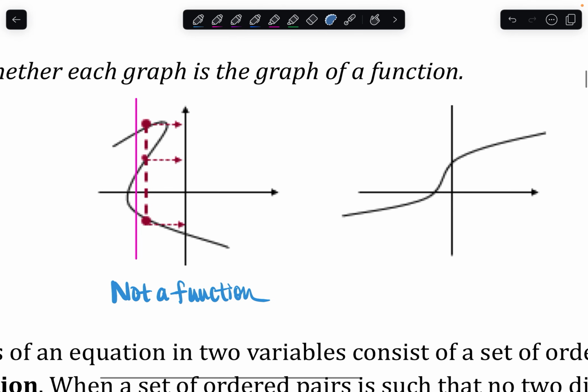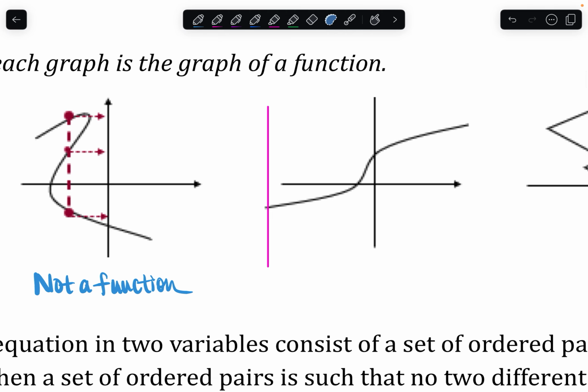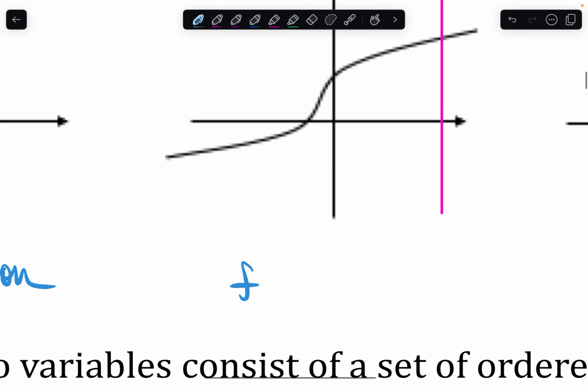All right, second one, I'm going to drag my vertical line over. All right, if I start at the edge, we're good, we're only hitting one time. I go all the way across my graph, and each time I only intersect this vertical line once, which tells me that this is the graph of a function, because it does pass the vertical line test.